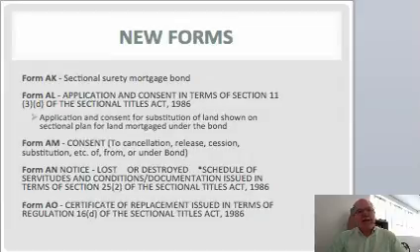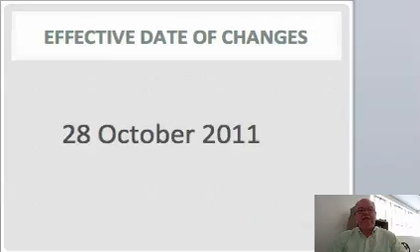Form AN, here we get to the lost or destroyed schedule of servitudes and conditions in terms of Section 25.2, and Form AO, a certificate of replacement issued in terms of Section 16D of the Sectional Titles Act.